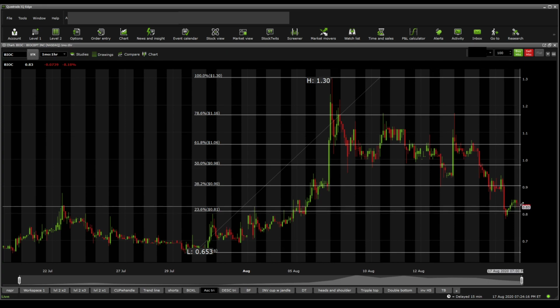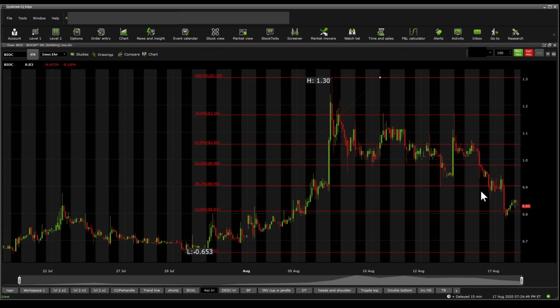supports are 83, and then you're seeing 82, 81, and then you're seeing 80 cents, 79, 78, 77, 76, and then 75, 74, and then 73. When it comes to resistances, what we're seeing is 84, 85, and then 87, 88, 89, and then you're seeing 1 at 0.90.